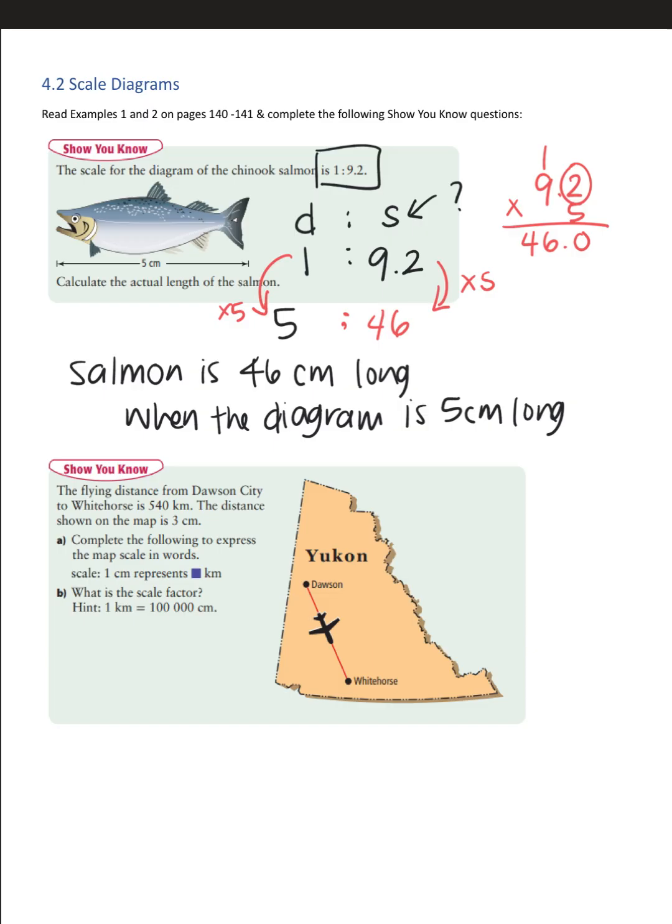So here we're going to start with what we know: the actual distance, so we've got the flying distance and we've got the map distance. So I'm just going to label them as such. We know that the flying distance is 540 kilometers.